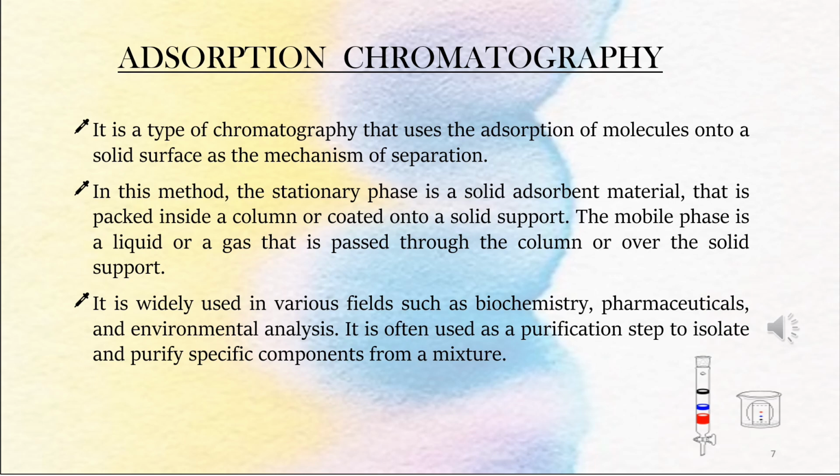Adsorption chromatography. The adsorption chromatography is a widely used type of chromatography that separates compounds based on their interaction with a solid stationary phase. In this method, the stationary phase is a solid adsorbent material that is packed inside a column or coated onto a solid support. The mobile phase is a liquid or a gas that is passed through the column or over the solid support. It is widely used in various fields such as biochemistry, pharmaceuticals, and environmental analysis. It is often used as a purification step to isolate and purify specific components from a mixture.